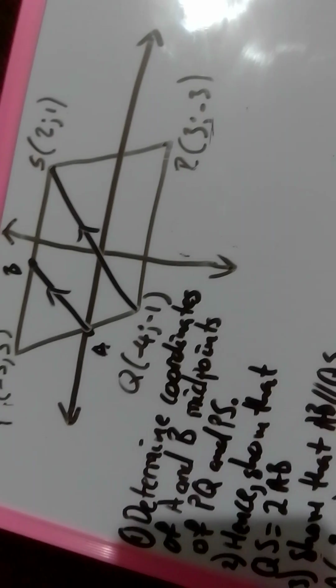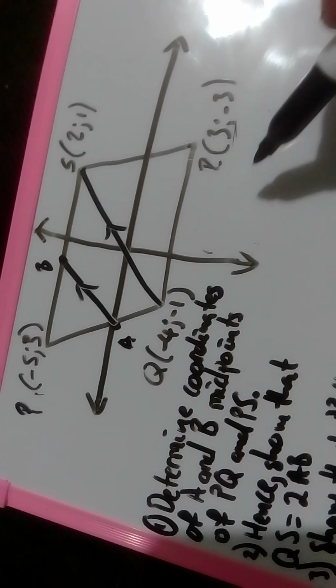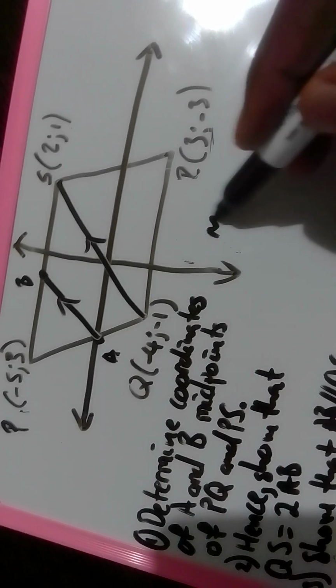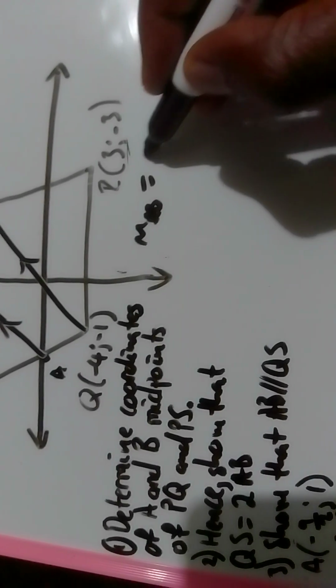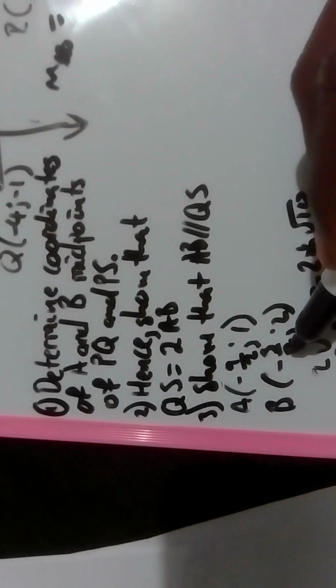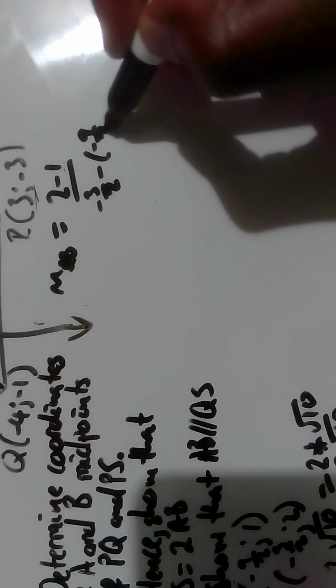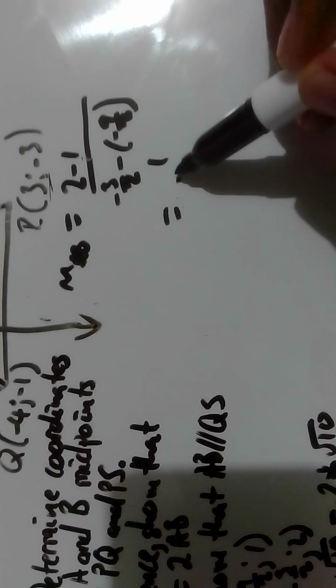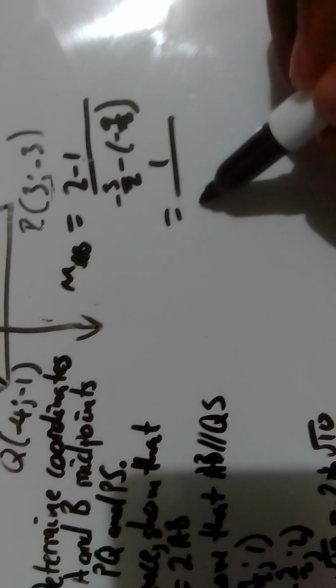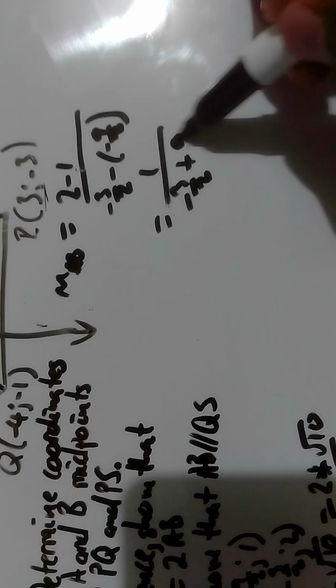All right. So when I'm looking for the gradient, now what do I say? I say gradient, letter M stands for gradient, AB is equal to y2 minus y1, which is 2 minus 1, right? 2 minus 1 all over x2 minus x1, which is negative 3 over 2 minus, open bracket, negative 9 over 2, like that. Now, what do I know? I know that 2 minus 1 is equal to 1 all over. Negative times negative is a positive. So here now I've got a negative 3 over 2 plus a 9 over 2.